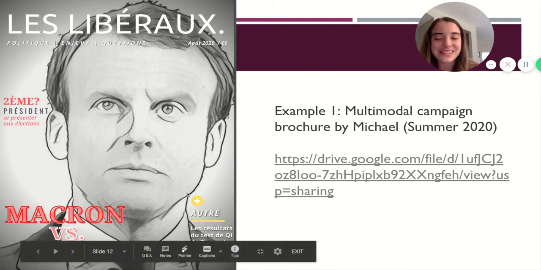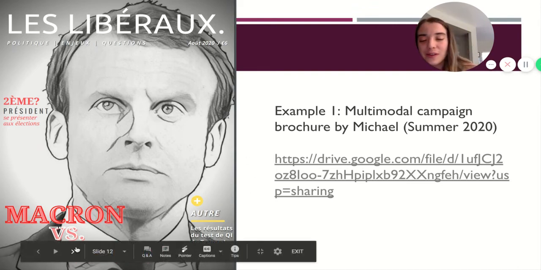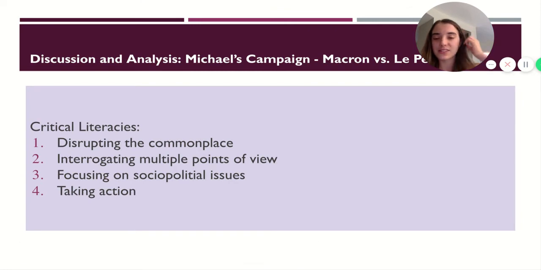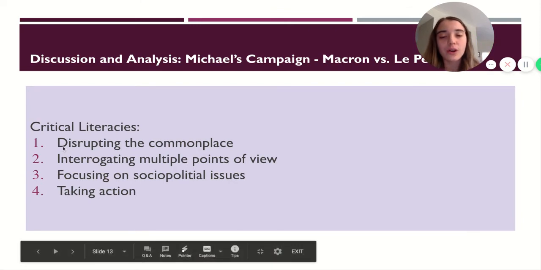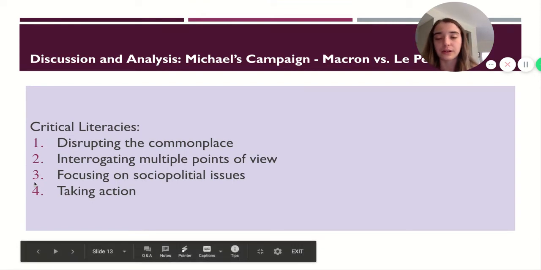And then he has this little comment, "autre: the results of Trump's IQ test," which is rather funny. So, without making a political comment, what I want to do is talk about how Michael's campaign brochure does numbers 1, 2, 3, and 4 of critical literacies.